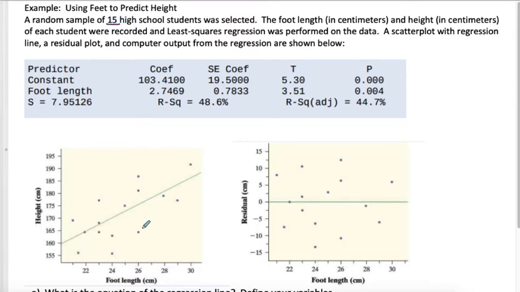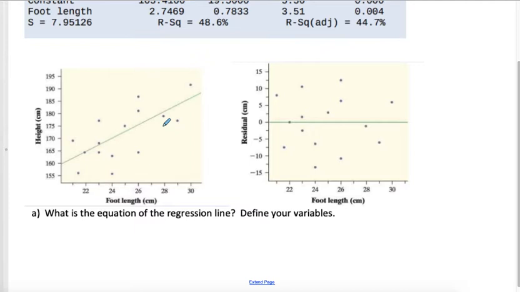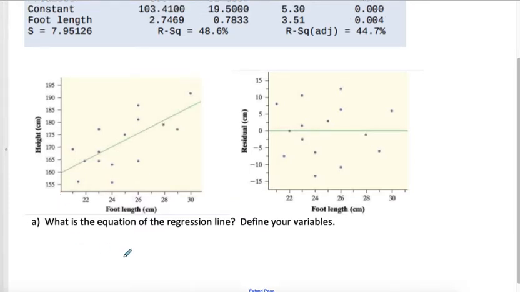So here's our scatter plot, relating foot length to height. This is our residual plot, relating foot length to how far off we are from our line. And then here's our Minitab output with our coefficients and R squared and S values. They're providing a lot of information and they're going to ask us to interpret things. On the first part, it says, what's the equation of the regression line?